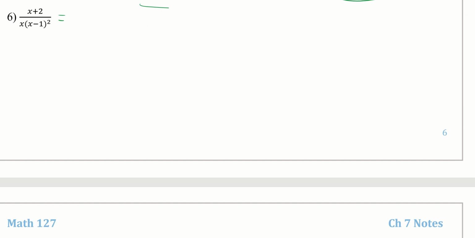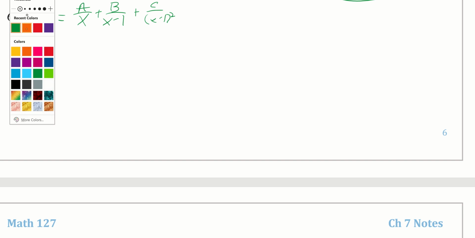Cool. So this first guy here, factor, it's still a factor even though it's just one term. It's degree of 1, so we have a over x. Now here, the degree is 1, but the factor is repeated. So I do b over x minus 1 plus c over x minus 1 squared. Cool. So that is the form.